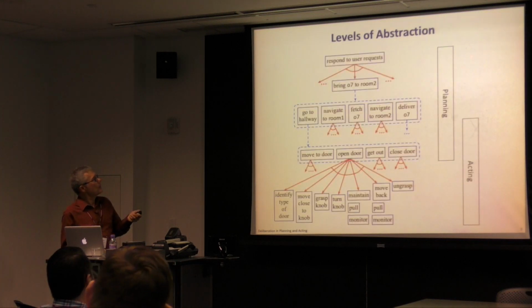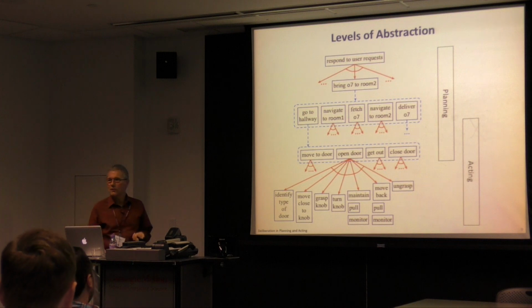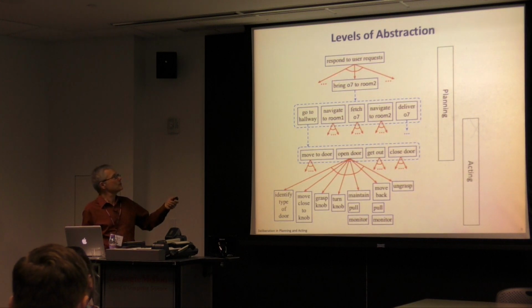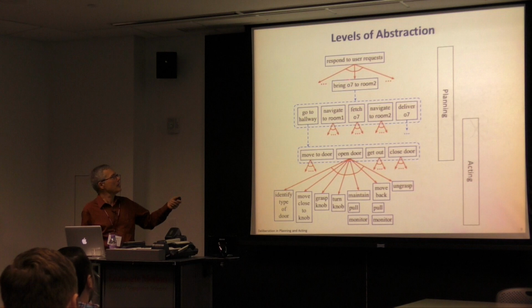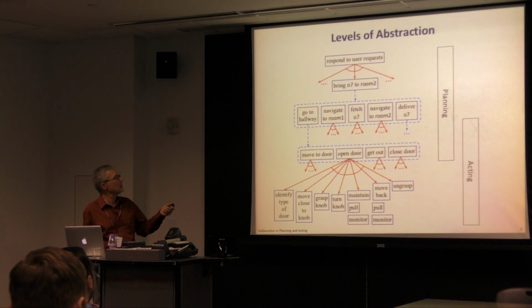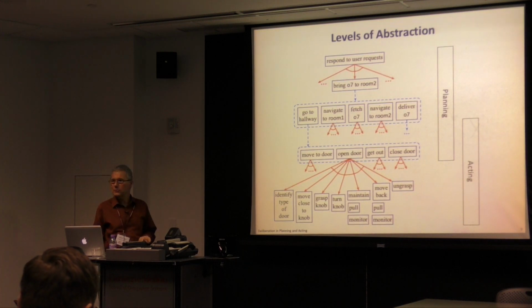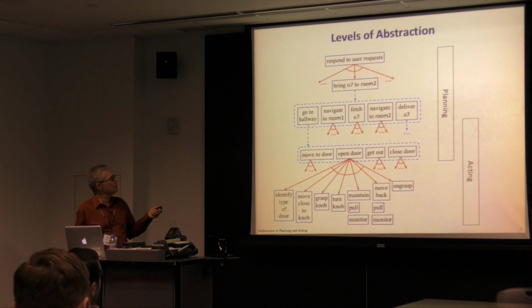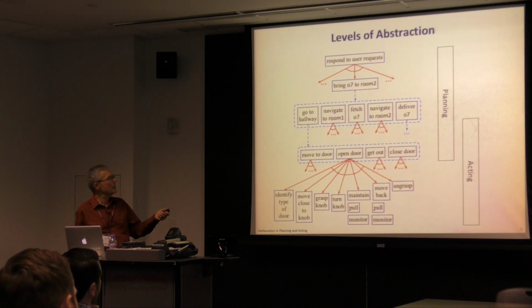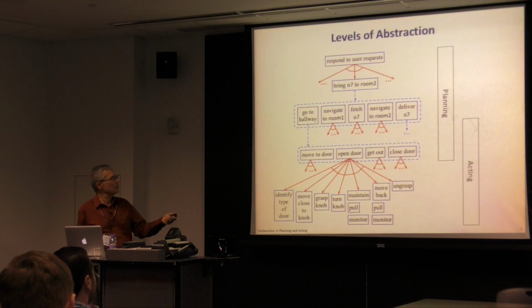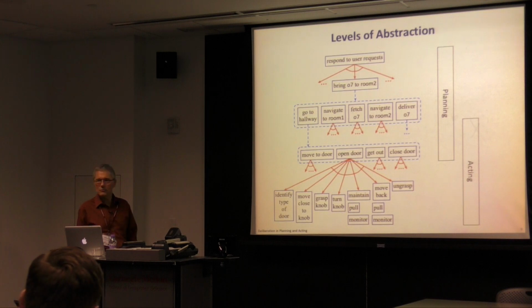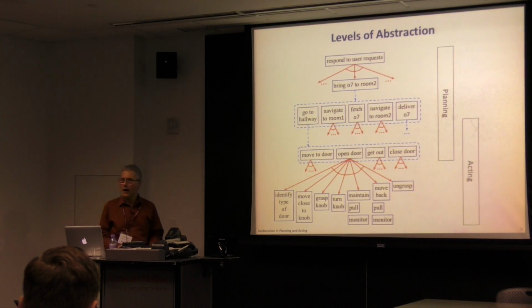All right? Okay, so I talked about different levels of abstraction. Here's a simple example of a robot that's performing actions and responding to user requests, and there's a request of bringing some object to a particular room. In order to do that, it has tasks such as going to the hallway, going down the hallway to wherever room 1 is, fetching the object, going back to room 2 and delivering the object. In order to go to the hallway, it has to go to the door, open the door, get out and close the door.